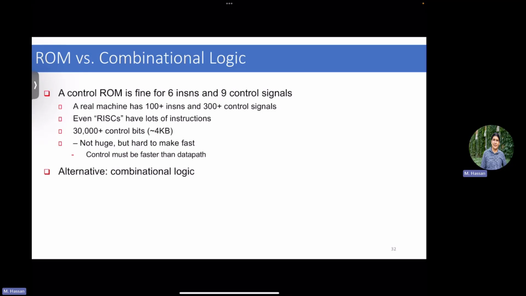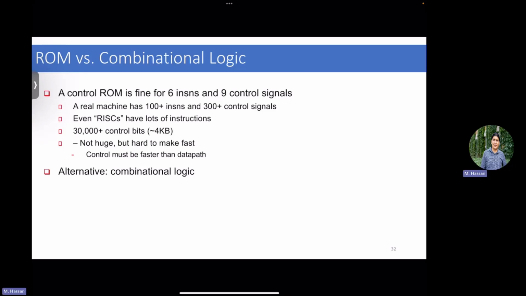Scalability. On the other hand, if I'm building this in combinational logic, it can be optimized, but it's also prone to error because it can be very complex. So you have to verify it well. Here's an example: in a real 32-bit machine, you might need around 4 kilobytes of ROM because you already have more than 30,000 control bits, right?